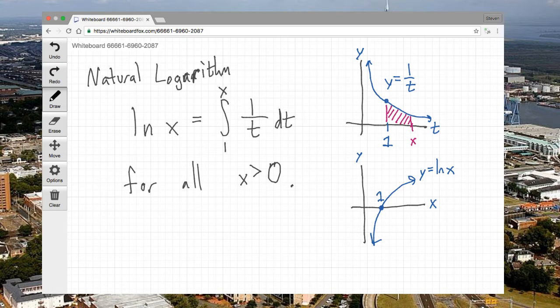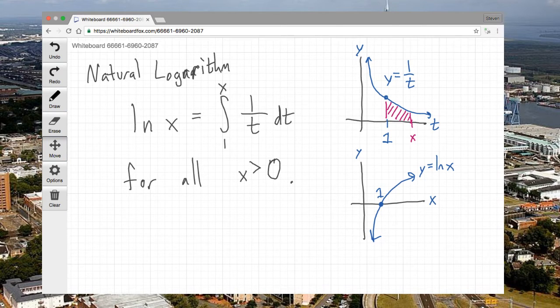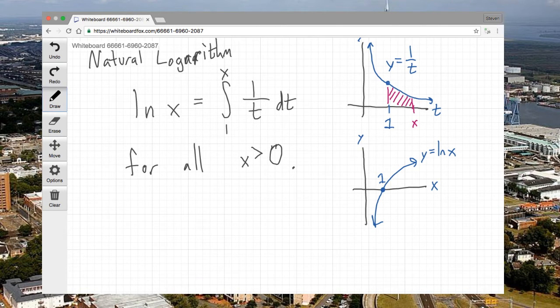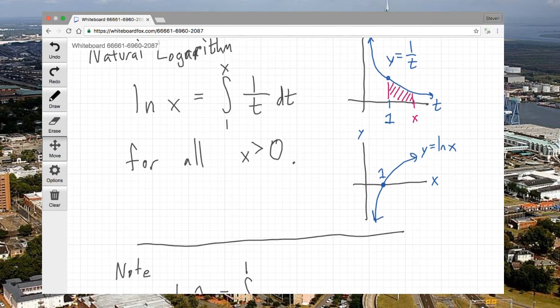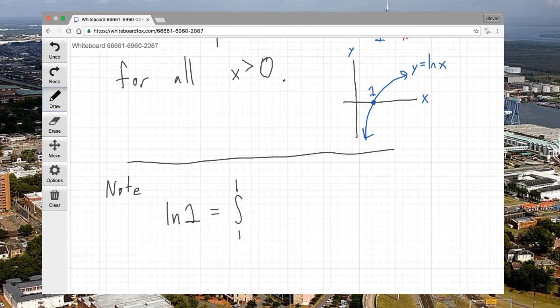A couple properties. The first property I'll mention is, we can figure out the value of natural log just from this definition for one particular number very easily. Let's make a note: what would the natural log of 1 be? Well, that would be the integral from 1 to 1. It's from 1 to x, so we replace x with a 1, and we get the integral from 1 to 1 of 1 over t dt. And it's obvious what that is.